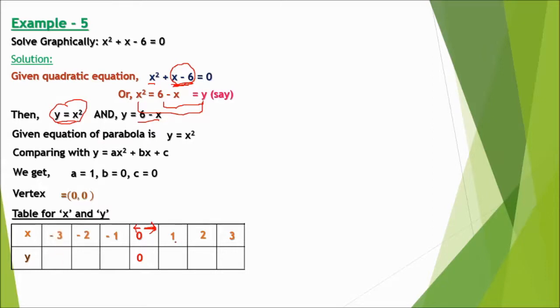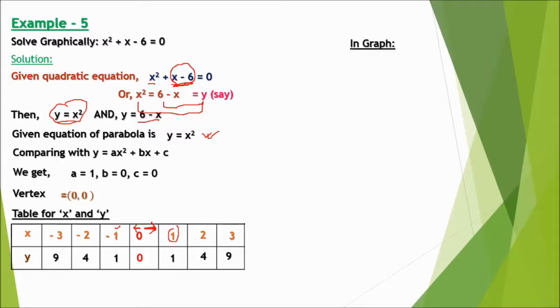Now, if we put the value of x as 0 in this equation, then we get the value of y as 0, and if we put 1, we get 1. If we put 2, we get 4, and minus 1 also gives 1. If we put 2, 4, and minus 2 also 4, 3 gives 9, and minus 3 gives 9. So this is the table for the parabola, x and y.